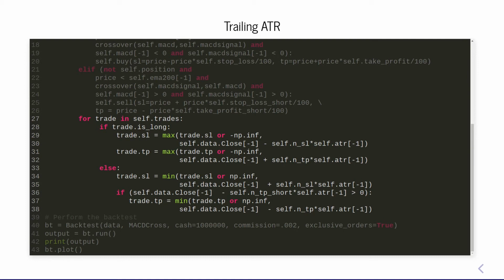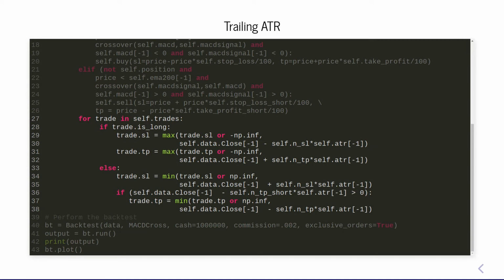If the trade is short, this time we set the stop loss to the minimum value of either the stop loss of the existing trade or plus infinity or the calculated trailing ATR multiple, whichever is the minimum. Again, pay attention to the sign. It's positive. In the take profit for a short position, we need to be careful.